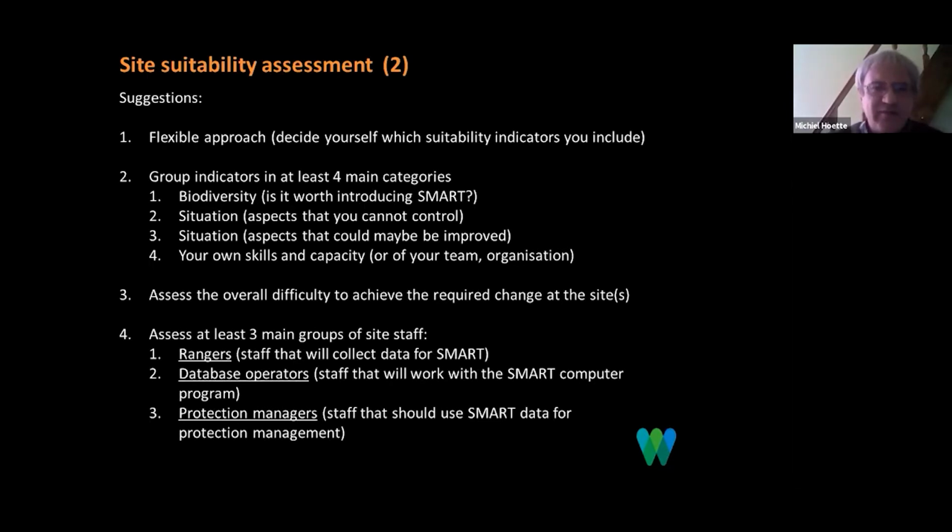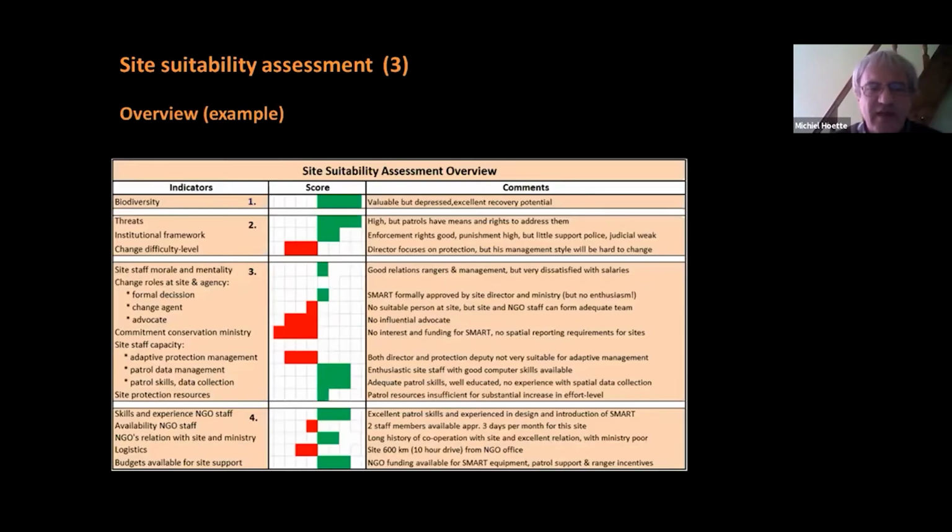And you may wish to make an overview like this one. First is the biodiversity, to see if that is worthwhile. Two are things in the situation in which you are working, but you cannot control them. Three are situations mostly related to the site that maybe you can even change a little bit before you start or during the process. And the fourth is basically the team that you work with. Think of all the factors that you think are important and define them. They are either positive, in green, or negative, in red.